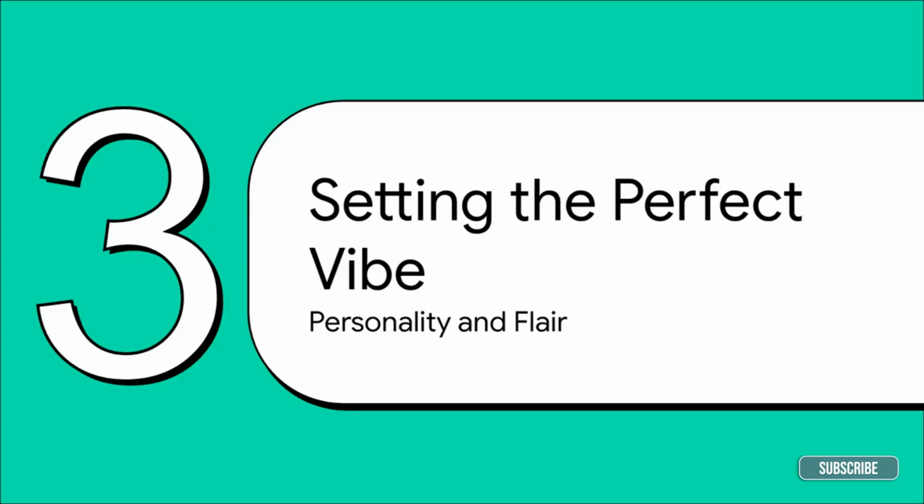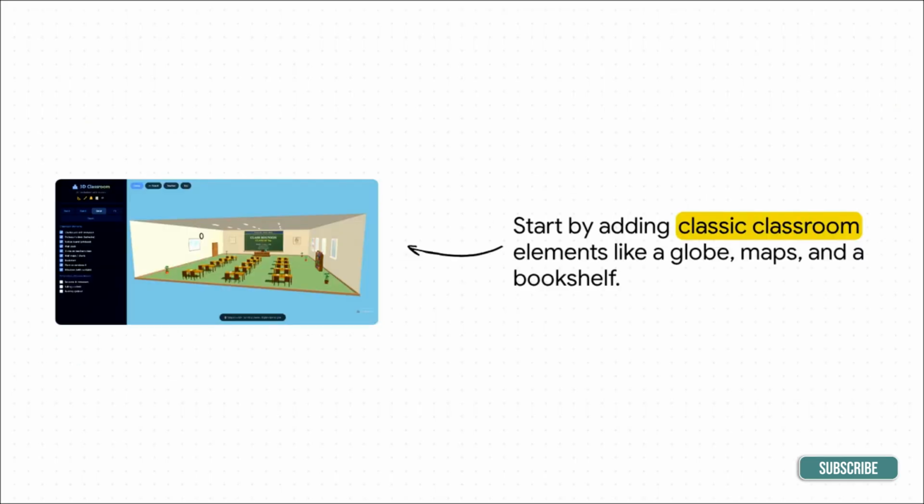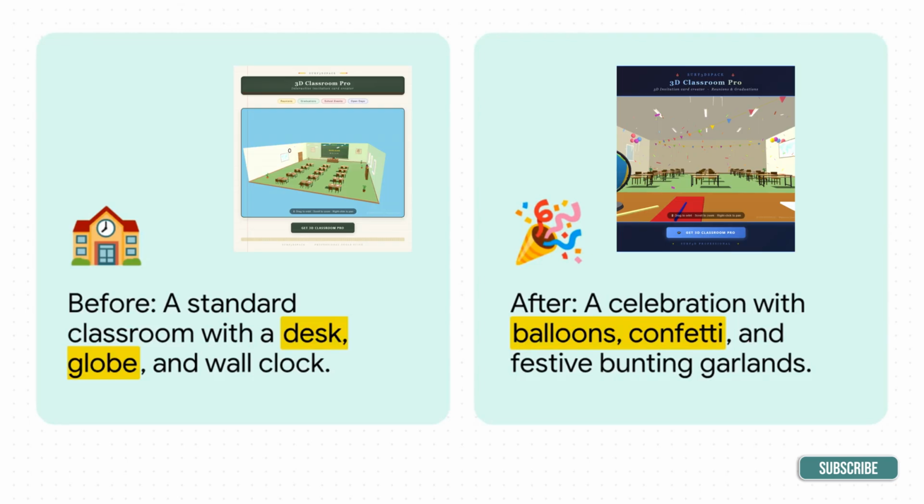Okay, the foundation is laid, the details are on the board. Now it's time for the really fun part, bringing this whole classroom to life and setting the perfect vibe for your event. So you jump over to the decor panel and you can see how you build out the scene piece by piece. It's honestly as easy as checking a few boxes. You want a professor's desk? Check. A globe? Check. You can add maps, a bookshelf, all the little details that make it feel authentic and personal.